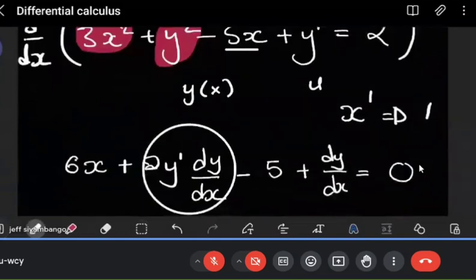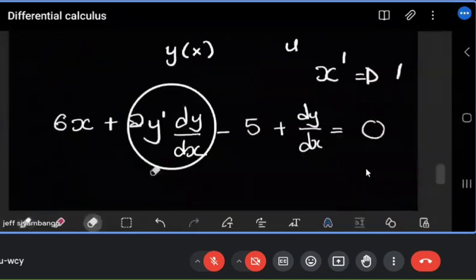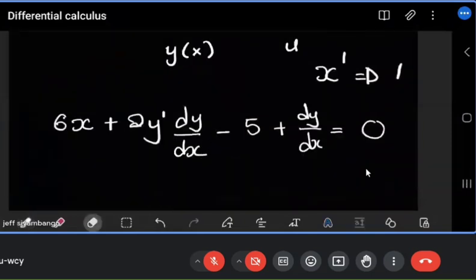This is implicit differentiation. What is left here is just to simplify this. But before we go to simplification, do we have a question? Okay, looks like we are fine so far.